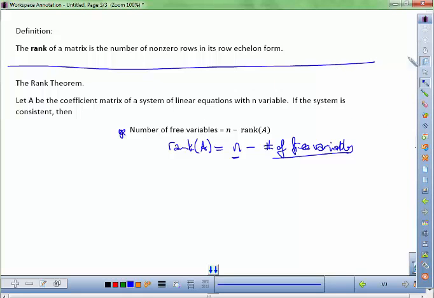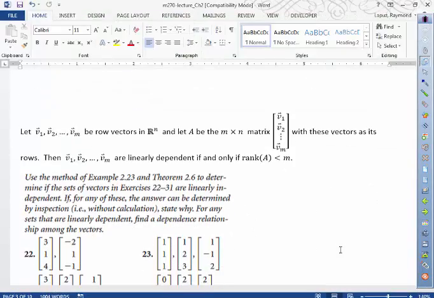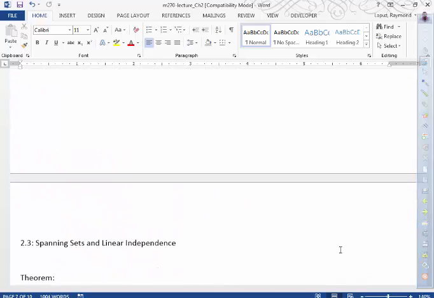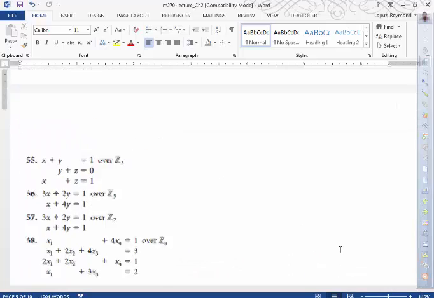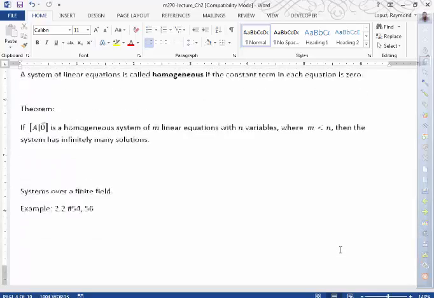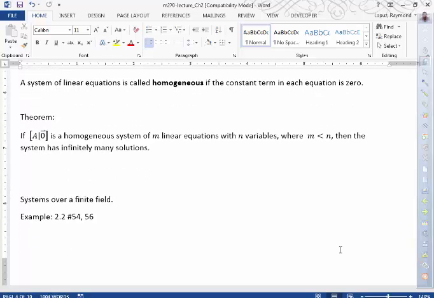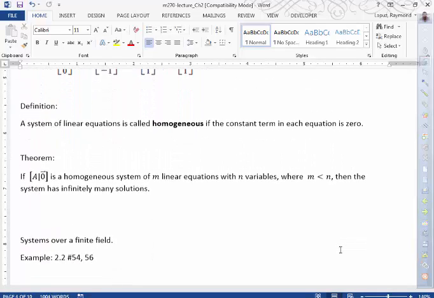So I think we're done with this section. Let's see if there's any more to talk about in this section. Oh, yeah. They introduce homogeneous kind of out of the blue, and then they talk about finite fields. So I'm going to mention homogeneous out of the blue, and then do some examples of finite fields.